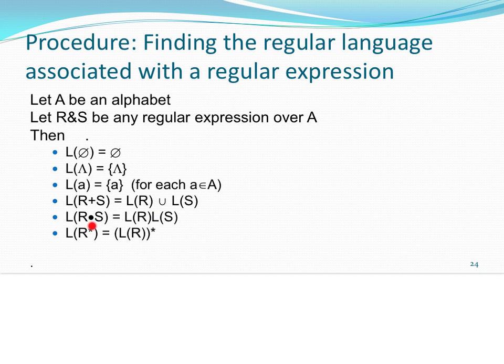Similarly, I said dot corresponds to concatenation. If you have two regular expressions that are dotted, you can translate the language of the dot of those two just by taking the language of the first one and concatenating it with the language of the second, right? And similarly, the star, the language of something starred, is just whatever you get taking the language on its own and starring it.